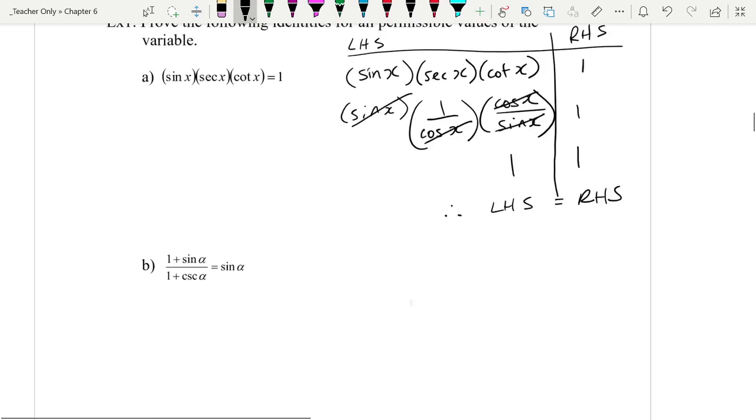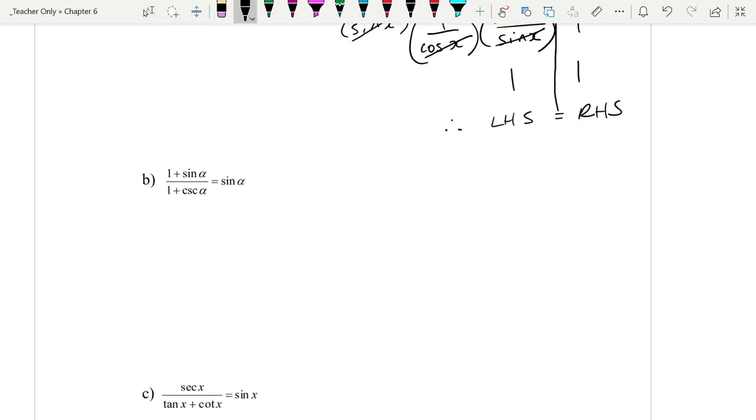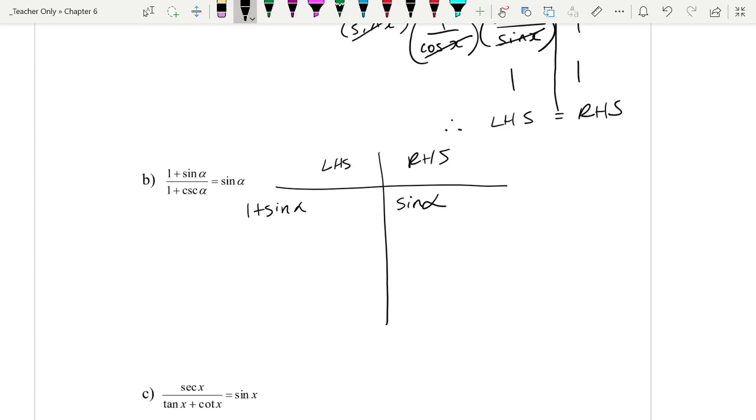All right, let's make a chart for this one. So let's see, what's my left-hand side and what's my right-hand side? My right-hand side is the sine of alpha. The left-hand side is 1 plus the sine of alpha and 1 plus cosecant of alpha.